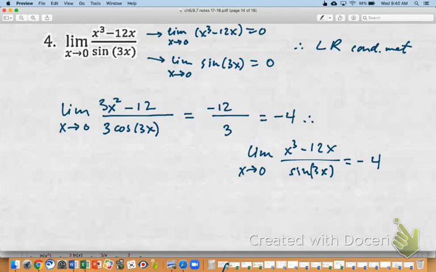Your question is extremely valid. How do I know when to do L'Hopital's rule? It's only when those conditions are met. That's a very important question.